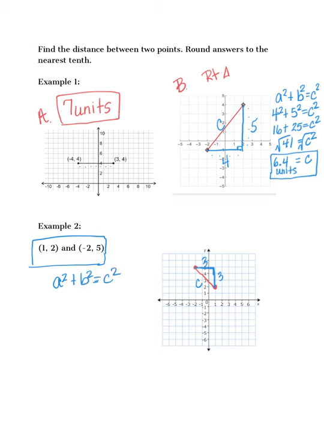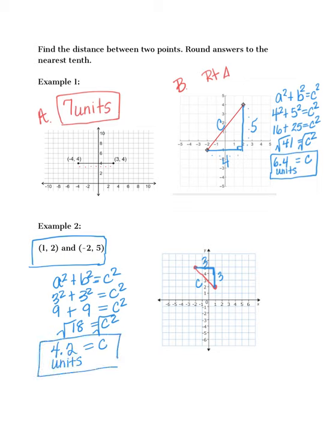And so I'm just going to use my formula, and I'm going to plug in what I have. So I have 3 squared plus 3 squared equals C squared. So 3 squared is 9, so 9 plus 9 equals C squared. That would be 18. If I square root both sides, I get C equals the square root of 18. And that is rounded to the nearest tenth, 4.2 units.